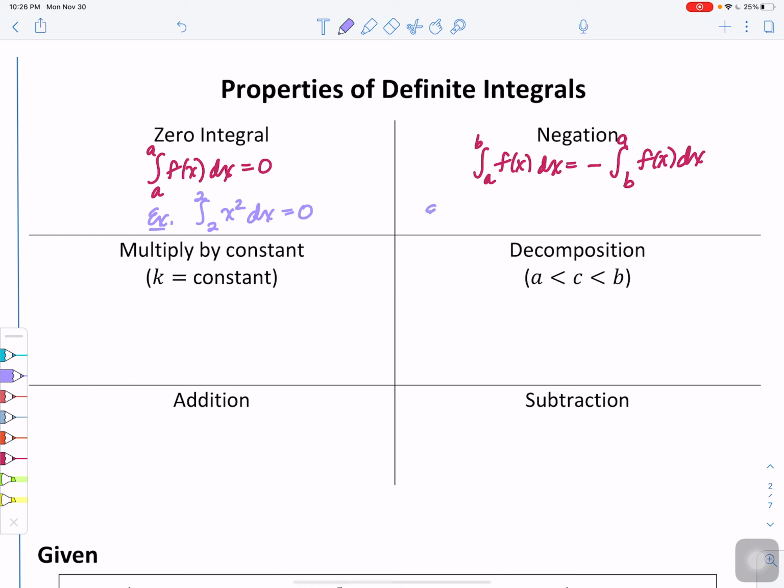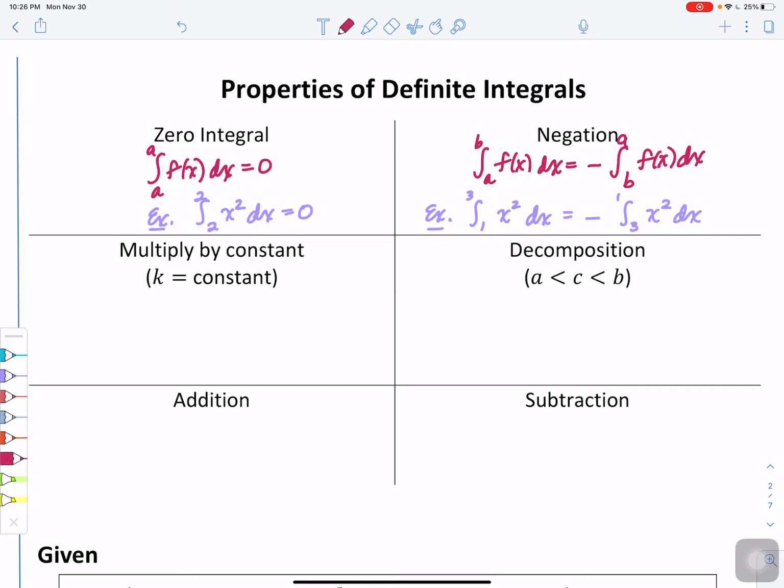Let me give you an example. So an example would be the integral from 1 to 3 of x squared dx is equal to the opposite of the integral from 3 to 1 of x squared dx. And there's going to be times you need that lower limit of integration equal to something in particular, okay? So that will come in handy.